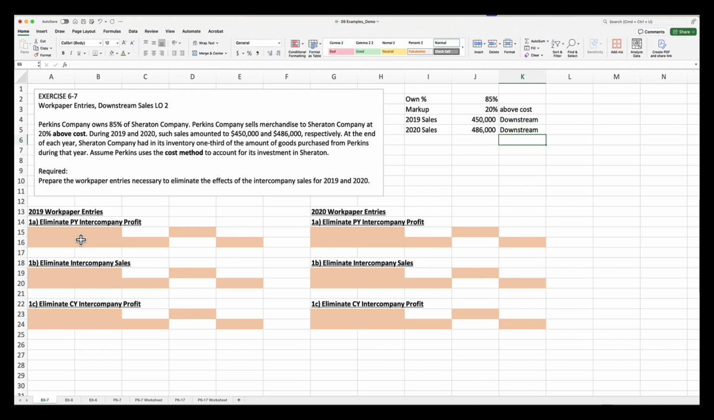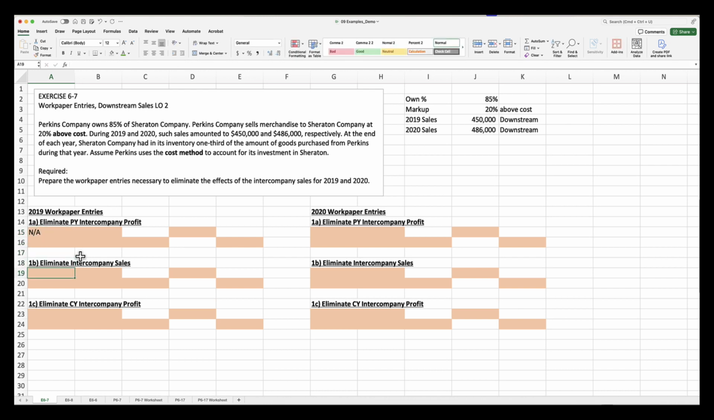Okay, so we need to do 3 different eliminating entries. I labeled them all as 1A, B, or C because in our class we've been using 1 to represent intercompany transactions specifically before moving on to some different eliminating entries. So the first one is to eliminate any prior year intercompany unrealized profit. And so in this example, 2019 is the first year in which there are intercompany sales that they're reporting to us. So this step will be NA in year 1.